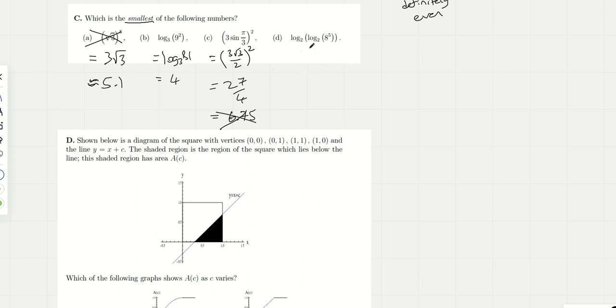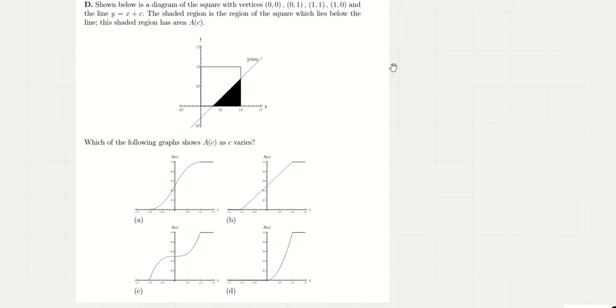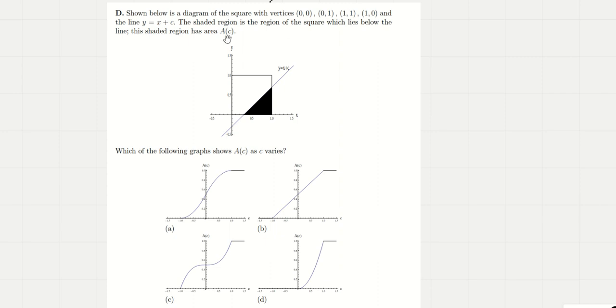And then what have we got here? Log base 2 of log base 2 of 8 to the 5. Well, that's the same as log base 2 of log base 2 of, now 8 is 2 cubed, to the 5, multiply the powers and you're going to get 2 to the 15. And so we're really doing log base 2 of log base 2 of 2 to the 15, well that's just 15, yeah? Now I just estimated this as just under 4, because 2 to the power 4 would give me 16 here, and hence D is the smallest one. Done. Okay, D.